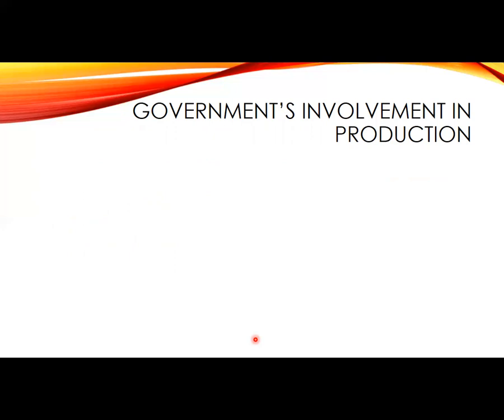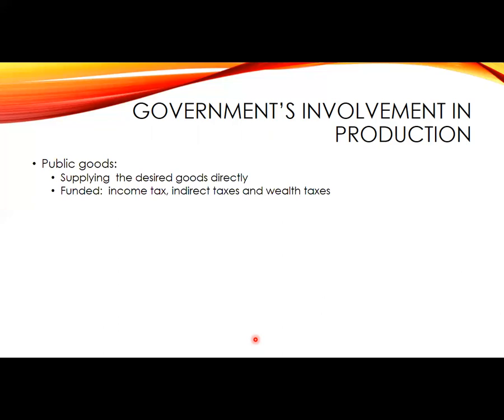Now, when we did the chapter on the public sector, we looked at the importance of the public sector in Module 3, and the government must step in and supply goods where there are missing markets, because these are usually necessities. So your public sector steps in, supplies the desired good directly, and this is usually funded through income taxes, indirect taxes, and wealth taxes. Or you have your community goods.